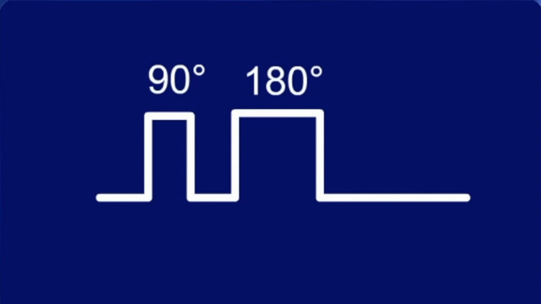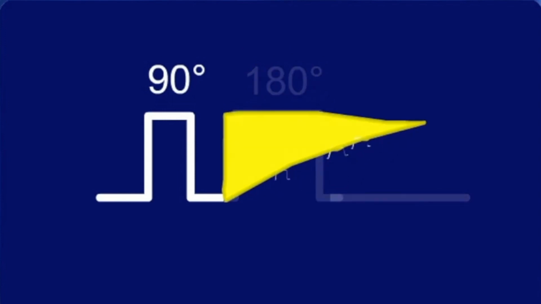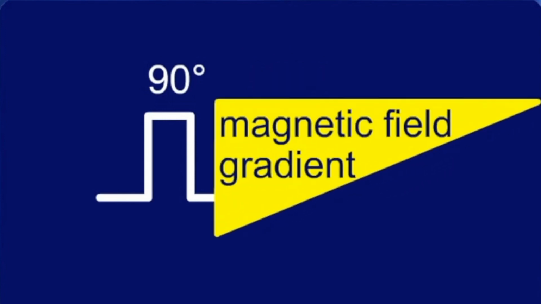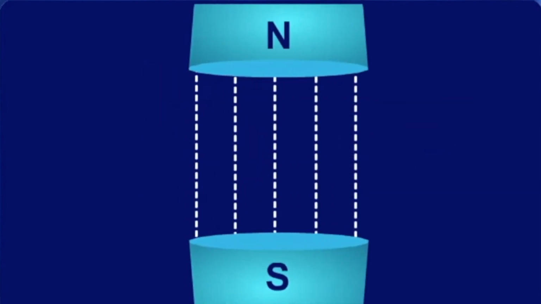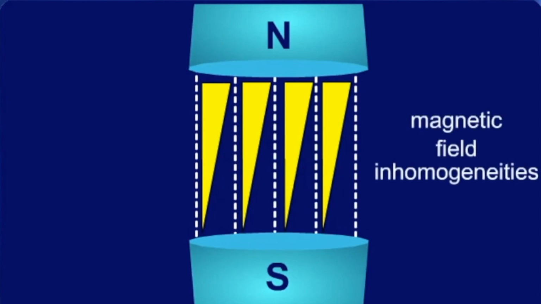We use a different way to refocus the dephasing spins. Instead of a 180-degree pulse, we apply a magnetic field gradient. This means that an uneven magnetic field, a gradient field, is added, superimposed on the existing magnetic field. The magnetic field gradient is switched on for a short time. This results in even larger magnetic field inhomogeneities in the examined slice.